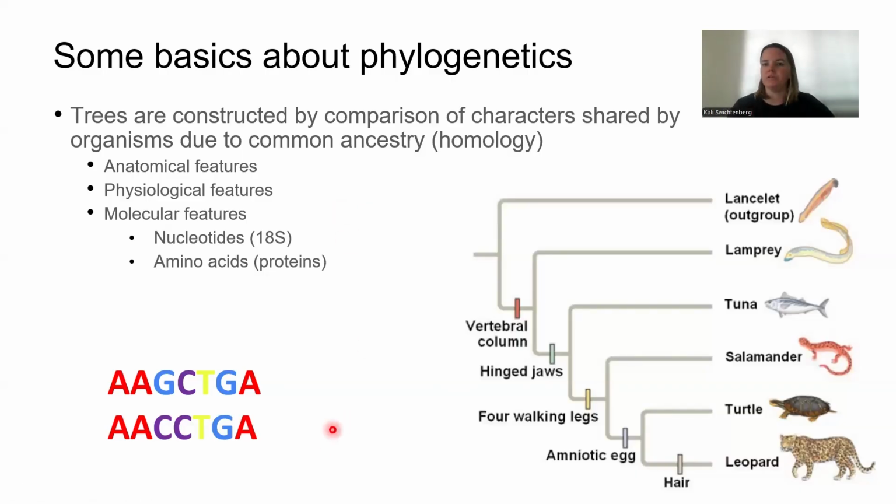Or we can also use amino acids in those cases, which would lead to the proteins that those amino acids are going to create. And so that is what we are going to be doing in our class: we are going to be using amino acids that we have pulled from our organisms in order to construct phylogenetic trees.